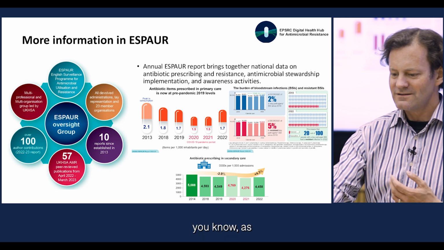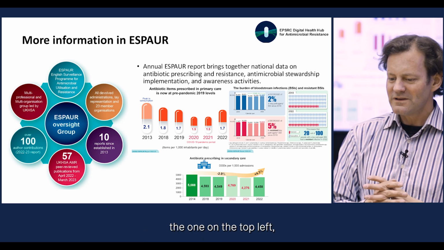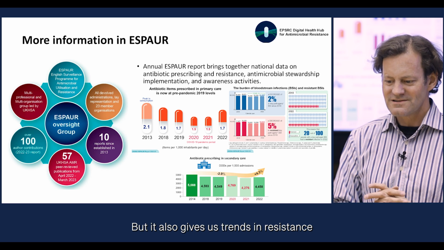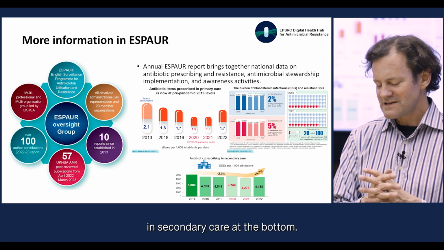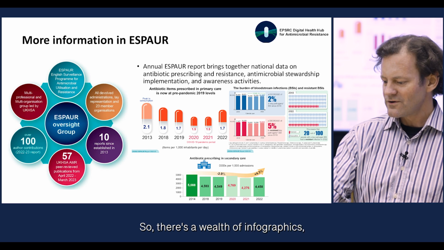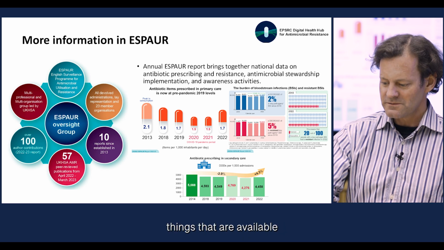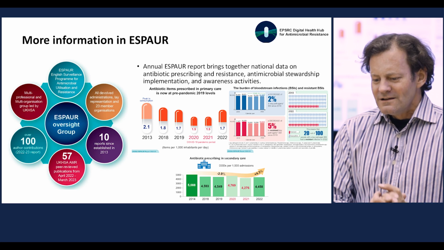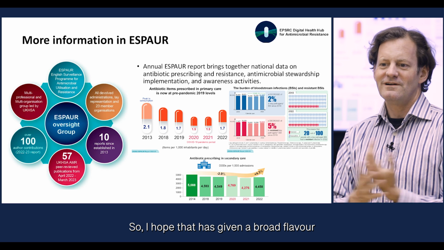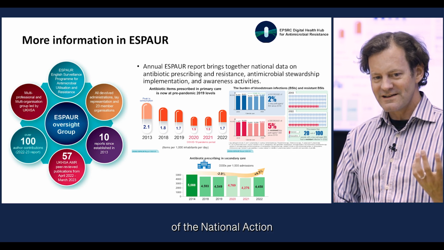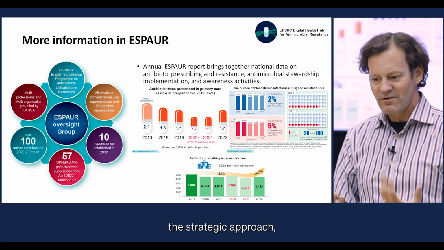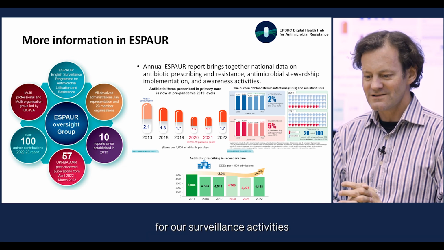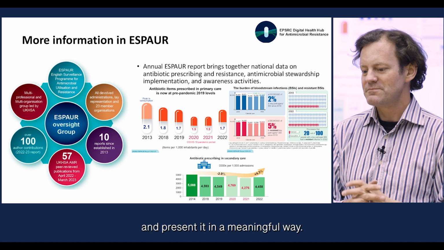And again, there are graphs here, as we've seen the one on the top left before, looking at primary care, but it also gives us trends in resistance data and looks at prescribing data in secondary care at the bottom. So there's a wealth of infographics, and again, things that are available for people to integrate into talks or awareness campaigns. So I hope that that's given a broad flavour of both the development of the National Action Plan, where we've come from, the strategic approach, and some of the digital data tools that UKHSA has for our surveillance activities to be able to capture that data and present it in a meaningful way.